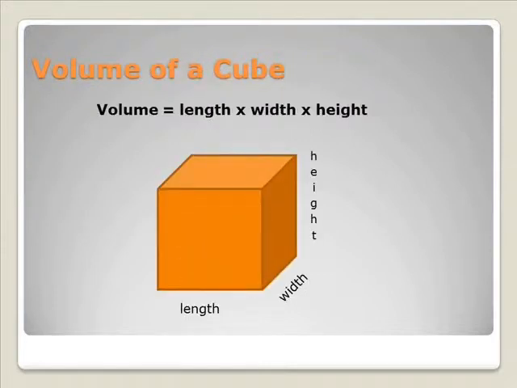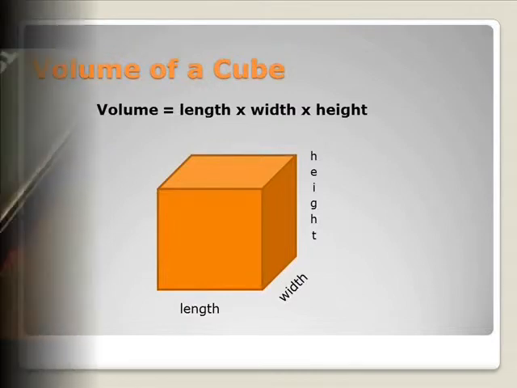To calculate the volume of a cube, you will need to know the length, width, and height of it. For a cube, all three sides will be the same. Sometimes the measurements will be given to you, and other times you may have to find them yourself. Once you have the measurements, you will need to multiply all three sides together to find the volume.